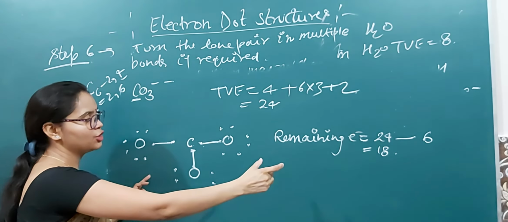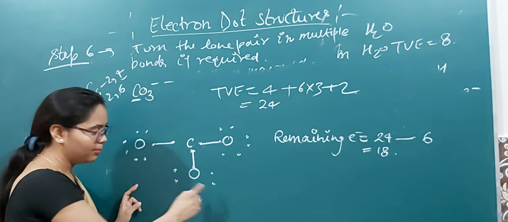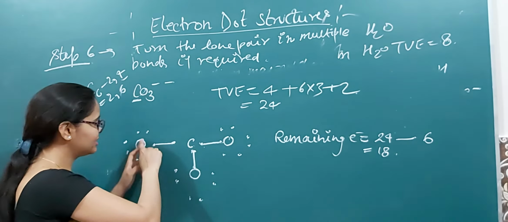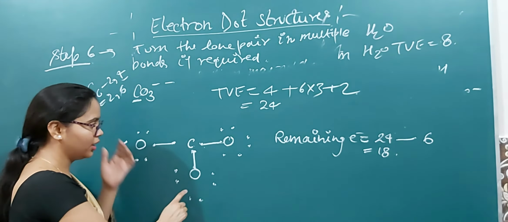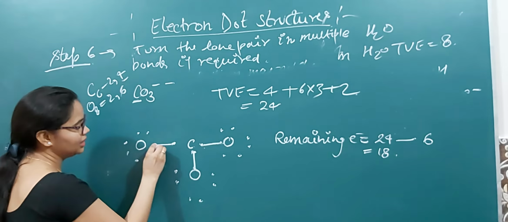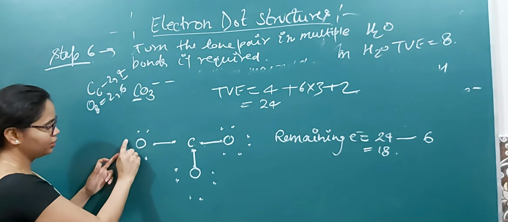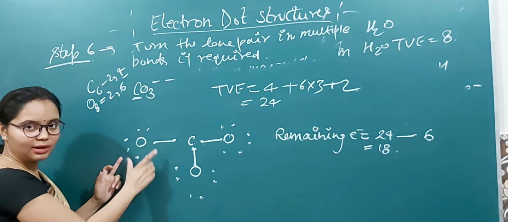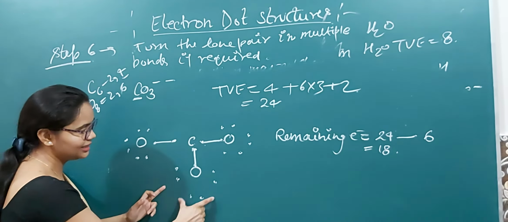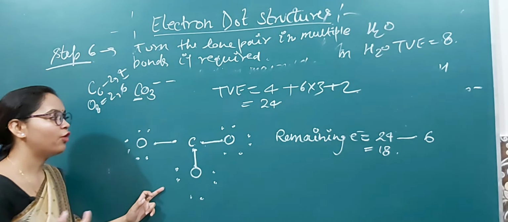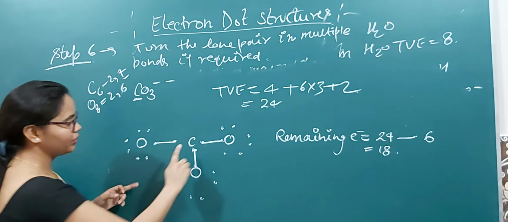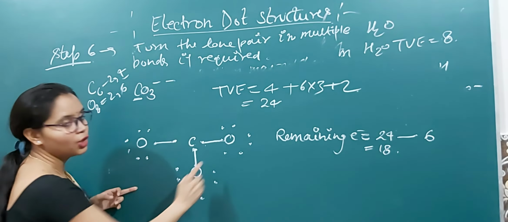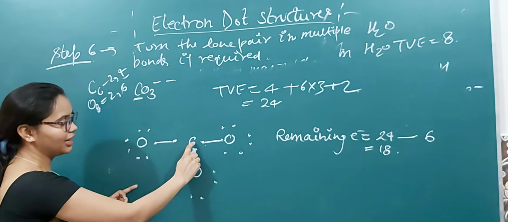Here I can put these lone pairs of electrons on the corner atoms, because these are more electronegative atoms than carbon. So I will start putting from the corner atoms. Now let's see the octet: 1, 2, 3, 4, 5, 6, 7, 8, means this oxygen has completed its octet. Similarly this and similarly this. Now what about the central atom? See, carbon has only 1, 2, 3, 4, 5, 6. Only 6 electrons are there in the shell of carbon.